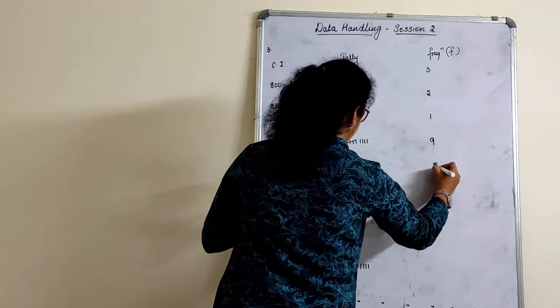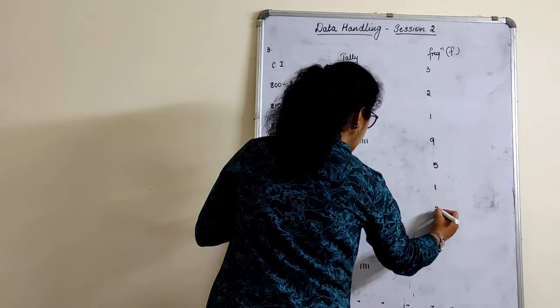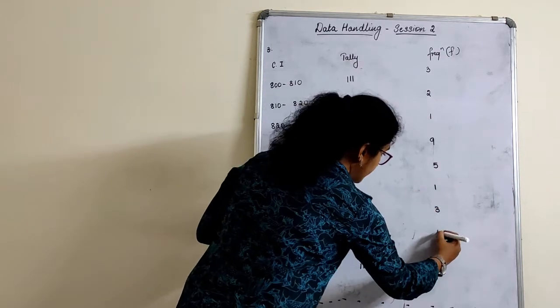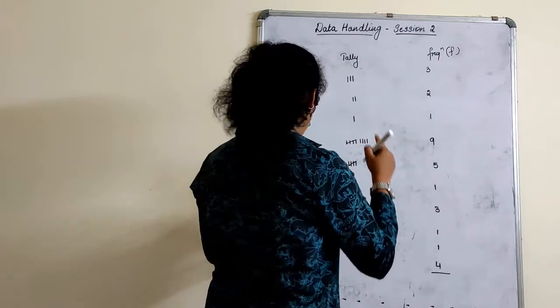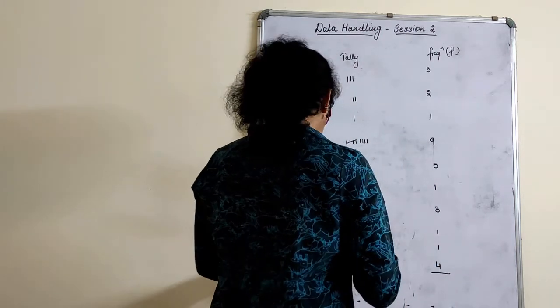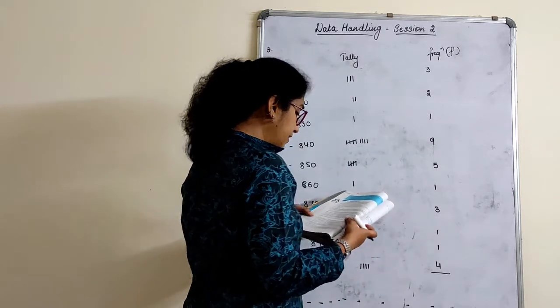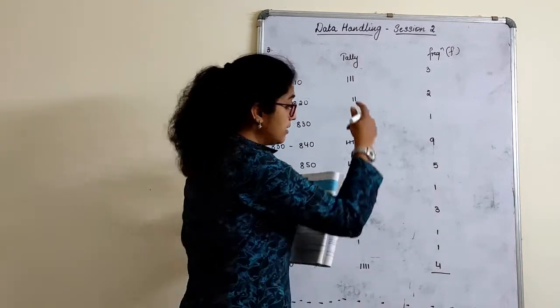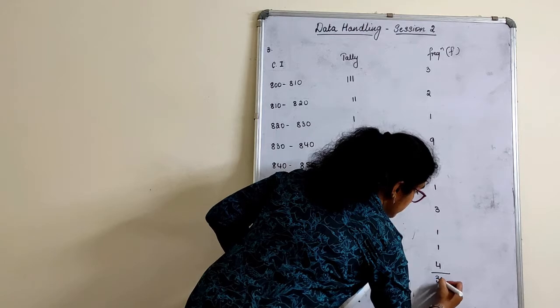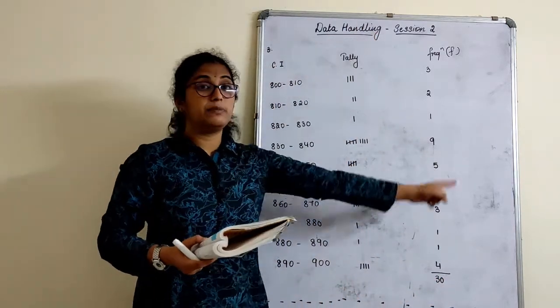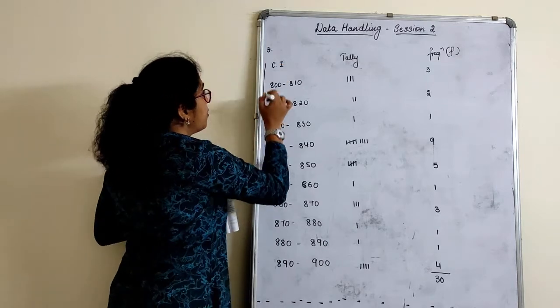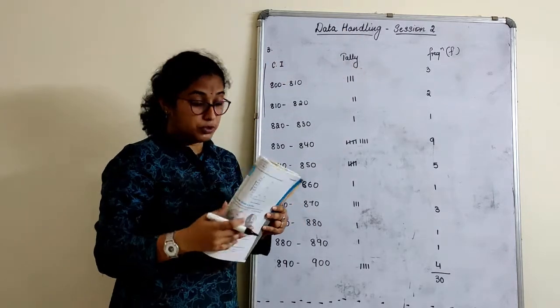Then we have 5, 1, 3, 1 and 1, and we have 4. Total, when you add this, how much do you get? How many weekly wages had I told? 30, right? You have to get 30 and this answer is 30. Very clear? It should always be in the tabular column, that is a box like this. You have to do this.